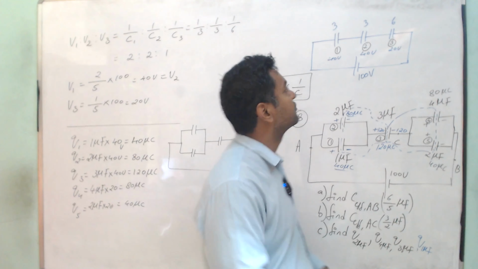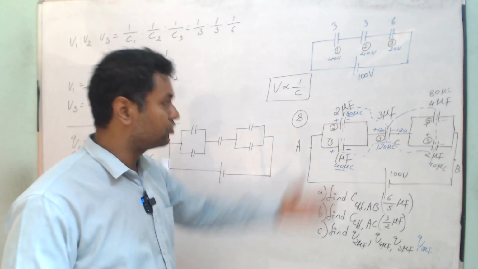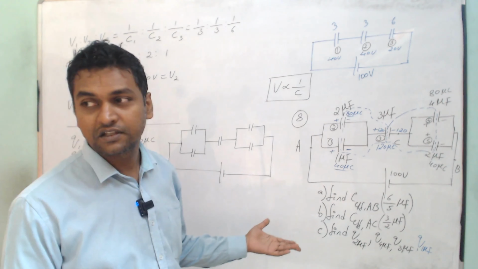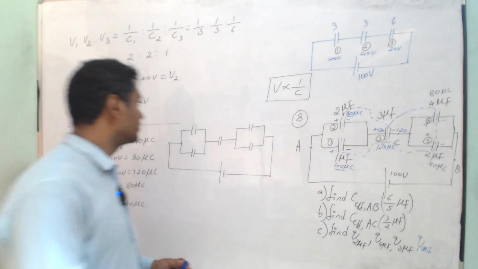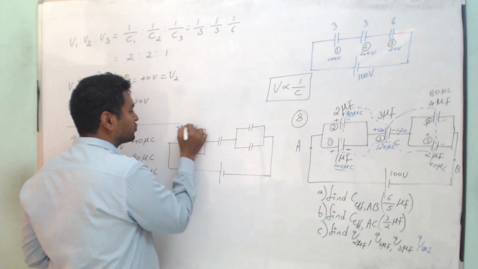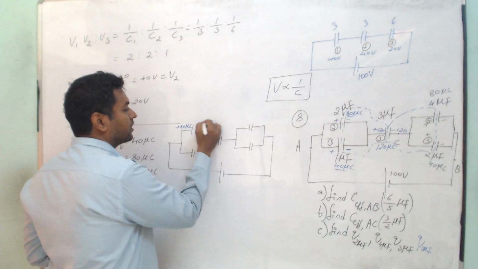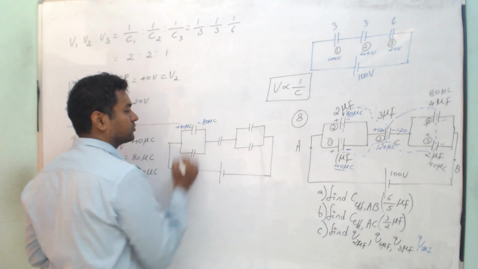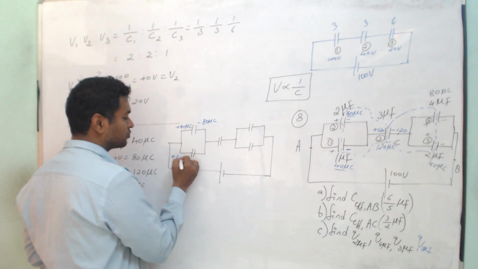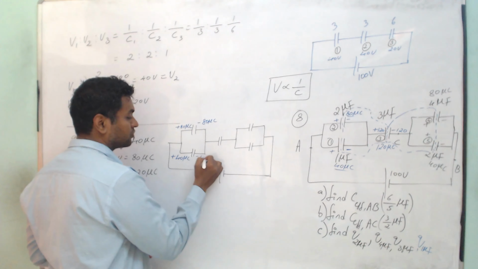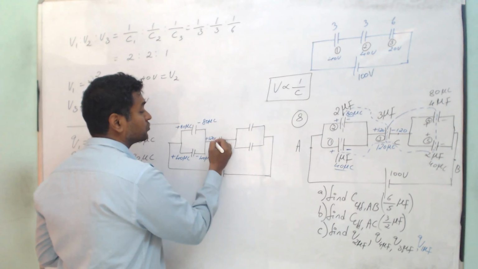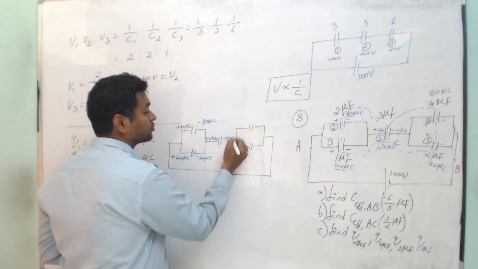So what is the C effective? 3/6. Will you follow first? Understand what I wanted to write there: plus 80 microcoulomb. I'm writing it small. Right side is minus 80 microcoulomb. Bottom one plus 40 microcoulomb, minus 40 microcoulomb. Obviously, isolated conductor: plus 120 microcoulomb, minus 120 microcoulomb.